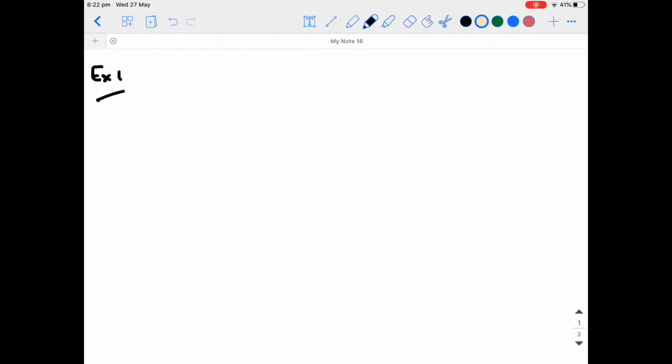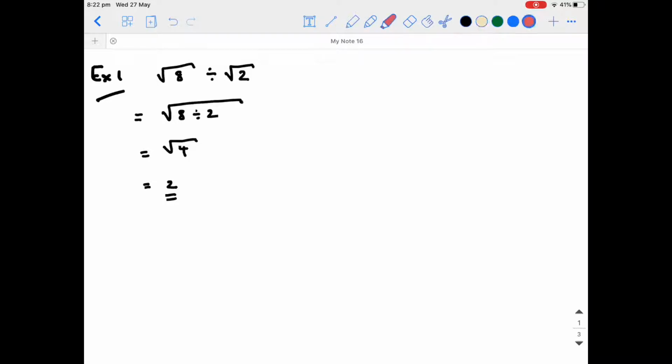So let's take some examples then. Example 1: let's take the square root of 8 and we want to divide that by the square root of 2. Now if we take that under 1 root sign, that becomes the square root of 8 divided by 2. We know that the square root of 8 divided by 2 is the same as the square root of 4, and we know that the square root of 4 is 2. So the answer to the root of 8 divided by the root of 2 is actually 2.